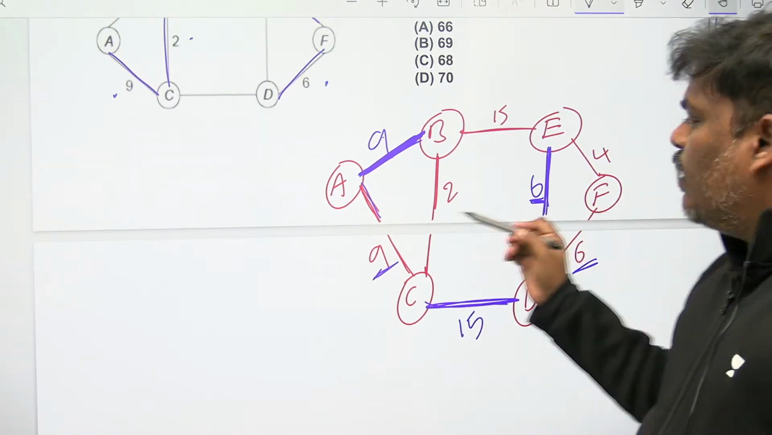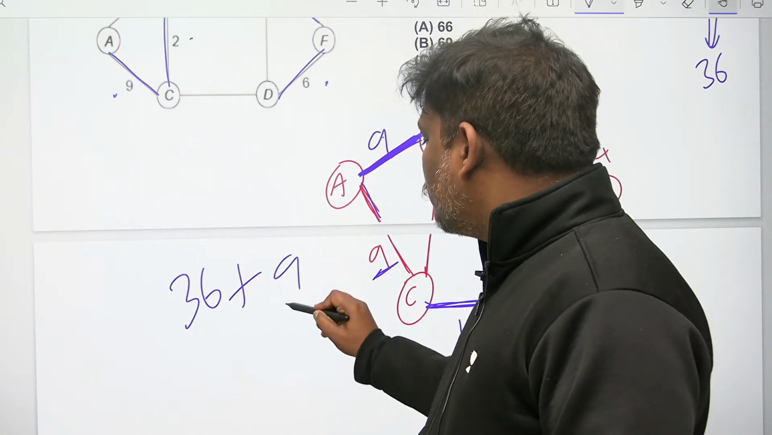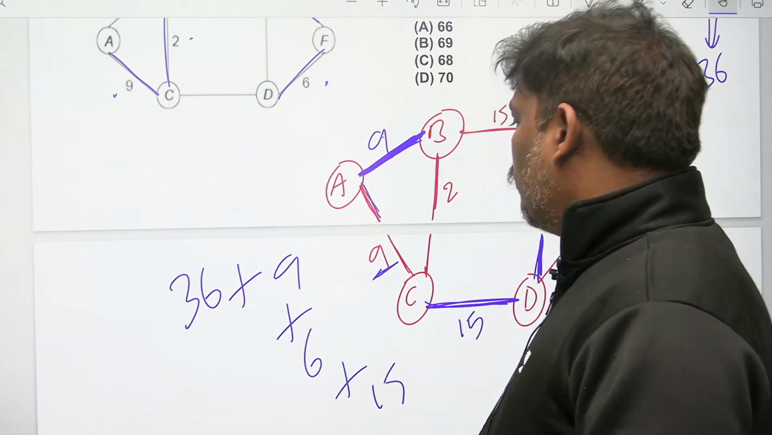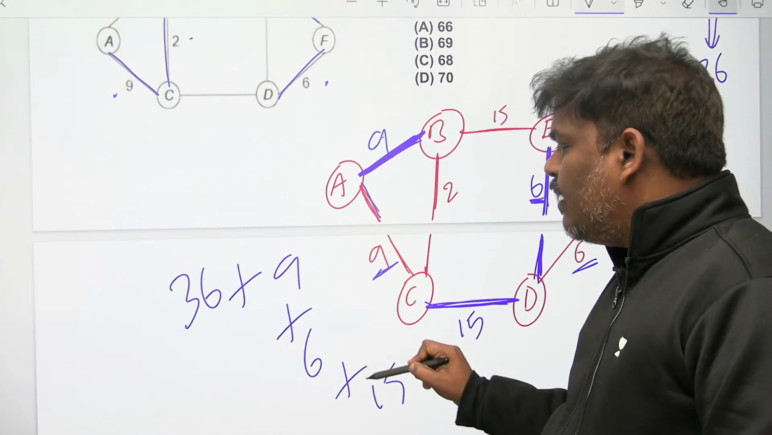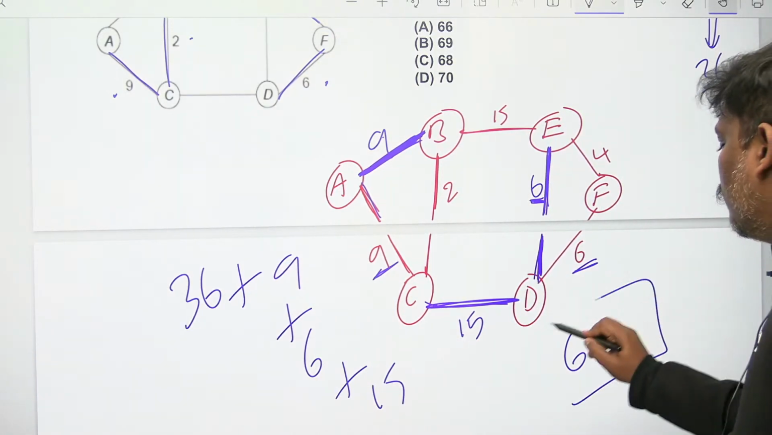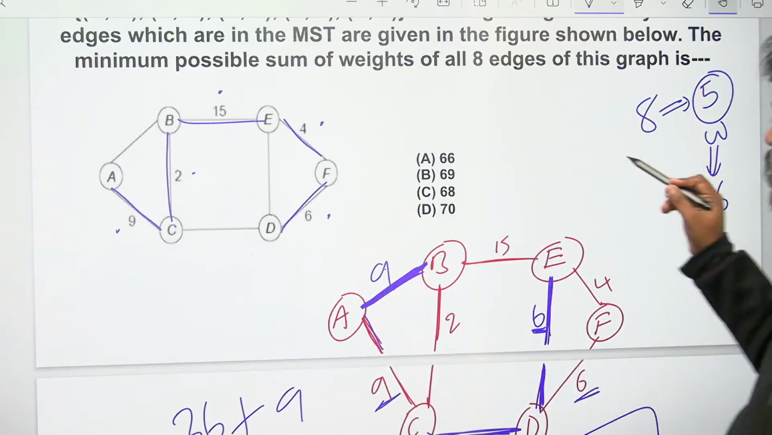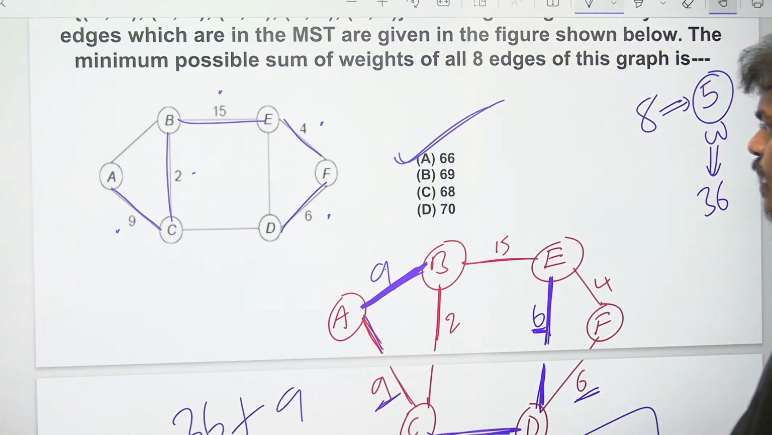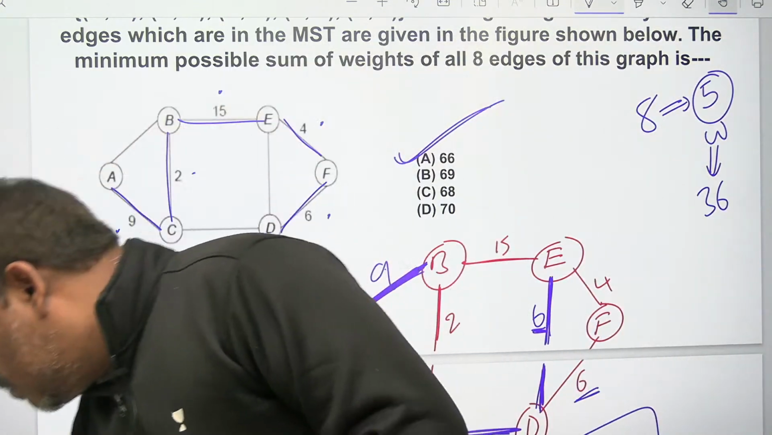So finally, already 36 is there, plus 9, plus 6, plus 15. 9 plus 6 is 15, 15 plus 15 is 30, and 30 plus 36 is 66. The answer is A.